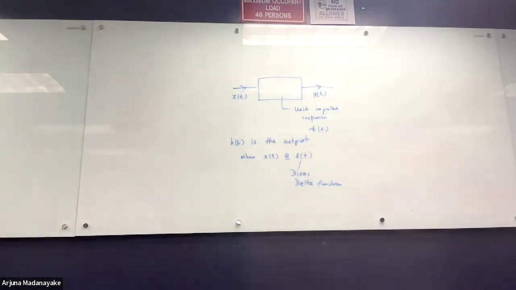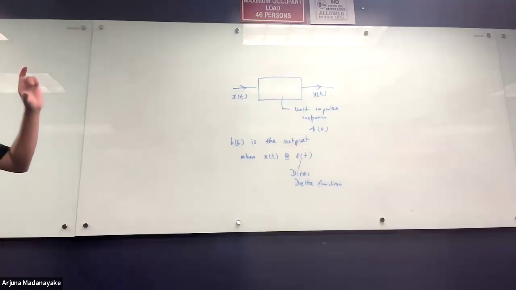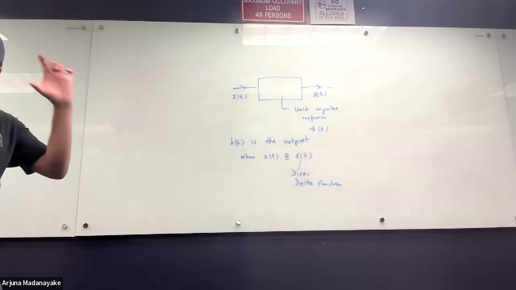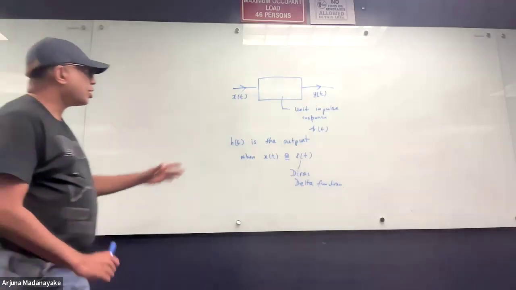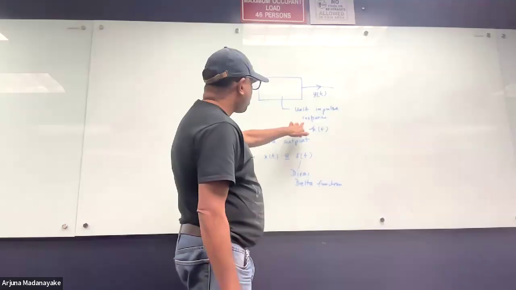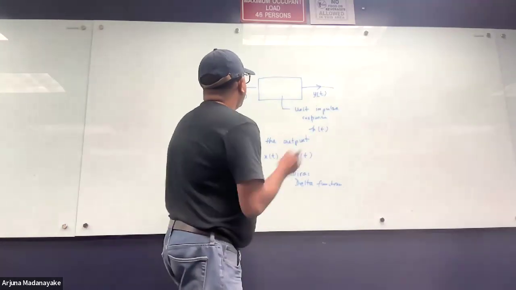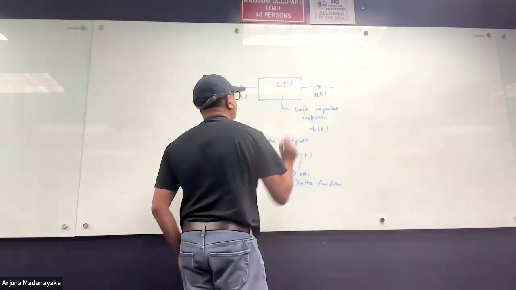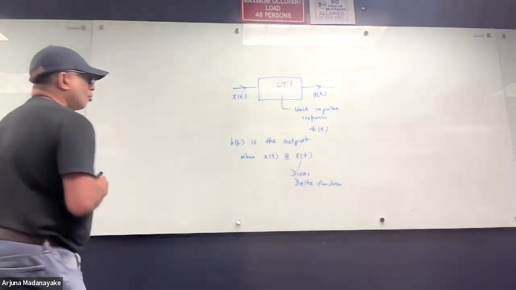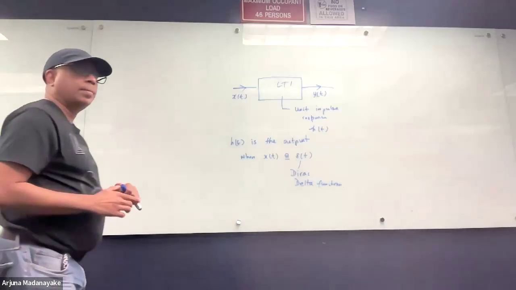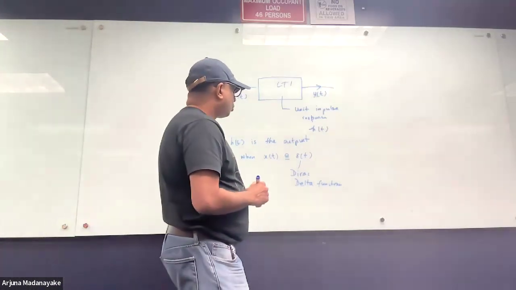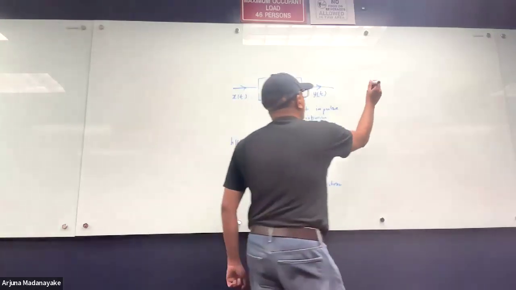When you provide a unit impulse into the input, the system produces some waveform out. And that defines the whole behavior of the LTI system. So we call it the unit impulse response, simply h of t. This is an LTI system. What is the delta? Remember we talked about the delta function.